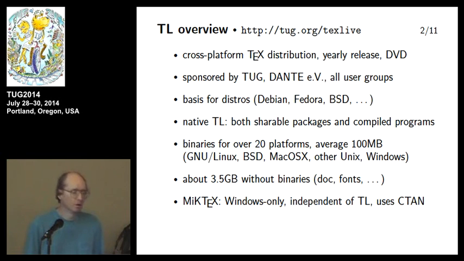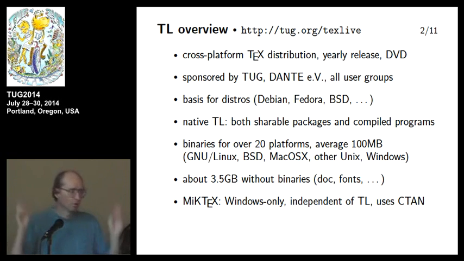We try to make an official yearly release, including burning it onto DVD and sending it out. It's always been with updates throughout the year, though, after the official release. It's always been sponsored by all the TeX user groups, especially TUG and DANTE. And that's where their members and supporters, like the people in this room, are where the money comes from to make those DVDs and mail them. These days, I believe it's the basis for all the operating system distros that include TeX, such as Debian and Fedora and the BSDs.